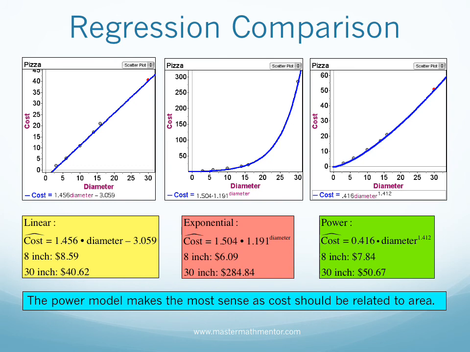From a practical view, the exponential model makes little sense, as no one would pay almost $300 for a pizza the size of a tire. But since the amount of pizza is the area of a pizza, pi r squared, the cost of the pizza should be similar to the area of the pizza, which suggests the power model makes the most sense.